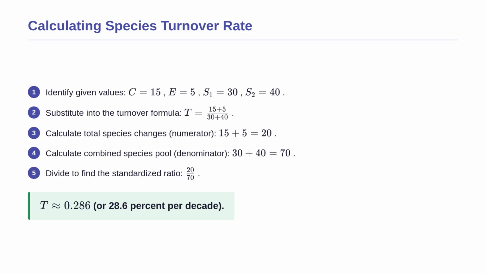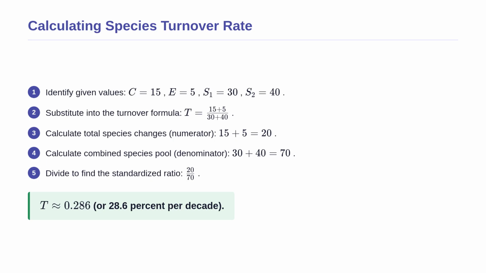Let us apply this formula to a recovering meadow over a 10-year period. We are given that 15 new plant species colonized the area, while 5 pioneer species went extinct. The meadow had 30 species at the start of the decade and 40 species at the end. We need to find the species turnover rate.